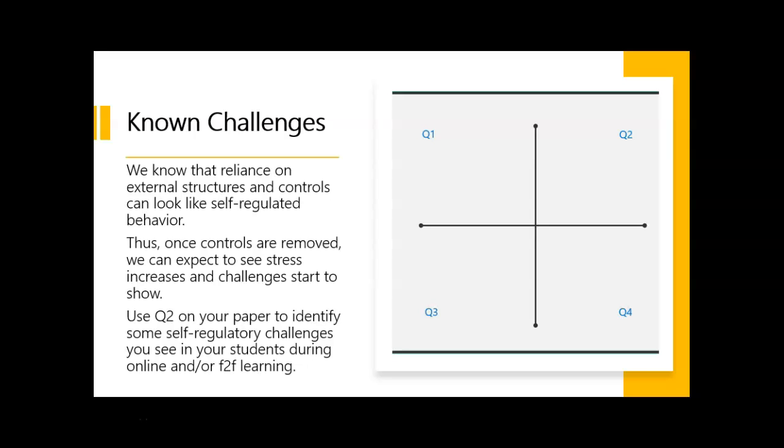So, in quadrant 2, take the next minute, setting the timer again, to write down some of the self regulatory challenges that you saw. I'm setting the timer to go now.